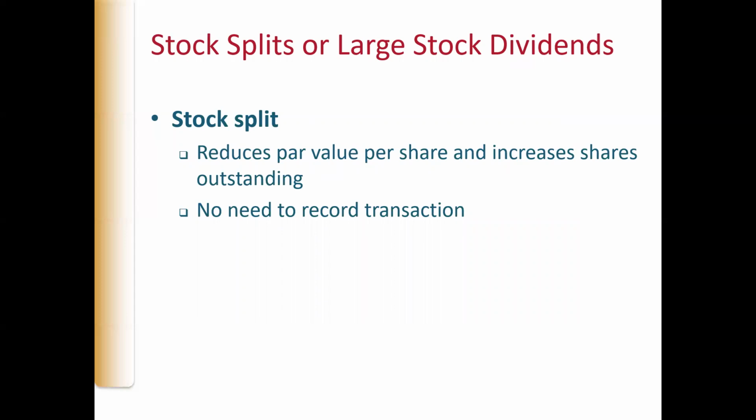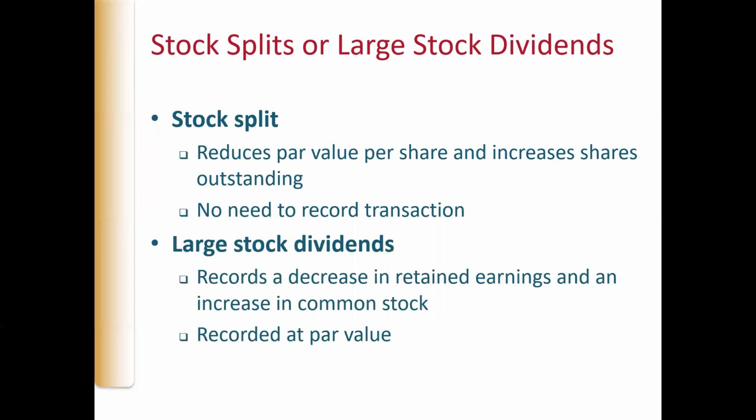When it is a split, guys, there are no transactions at all. All we will do is reduce the par value per share and increase the shares outstanding. But when it's a stock dividend, it's a different story. We'll record a decrease in retained earnings and we'll record an increase in common stock. So the stockholders' equity section ultimately remains the same. We're going to take it out of retained earnings and transfer it over into common stock, as it's recorded at par value.